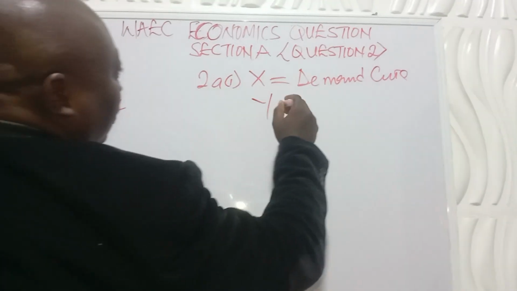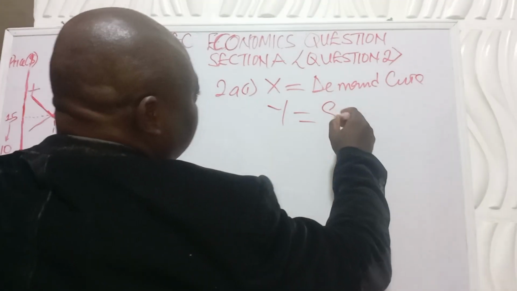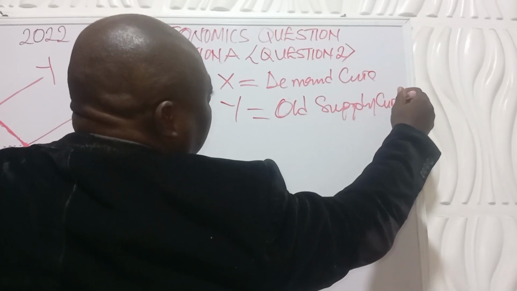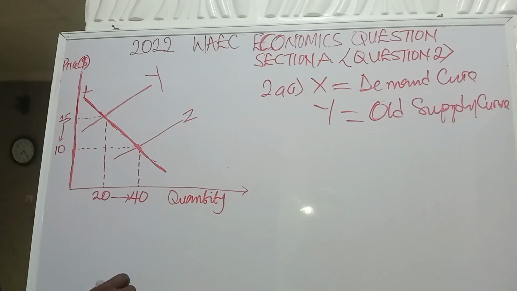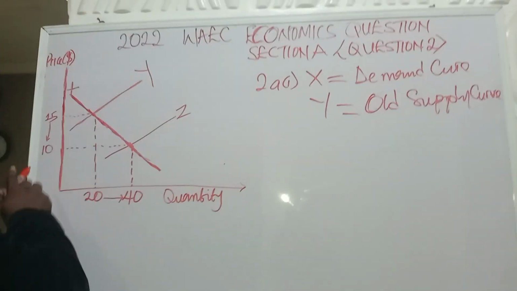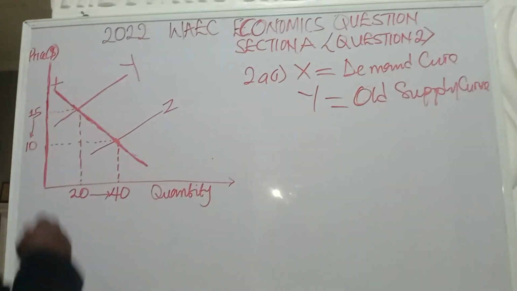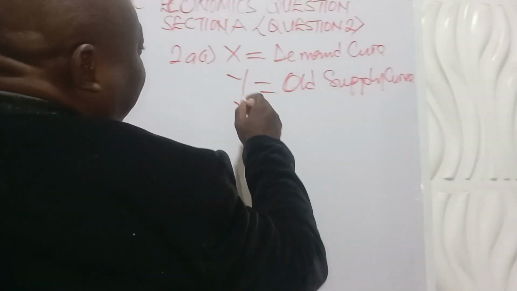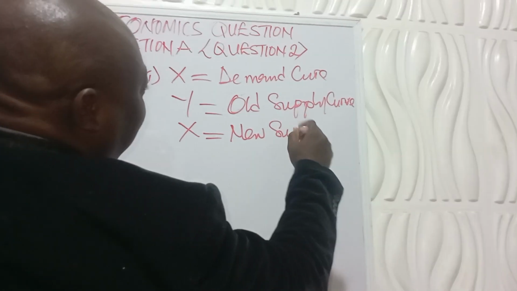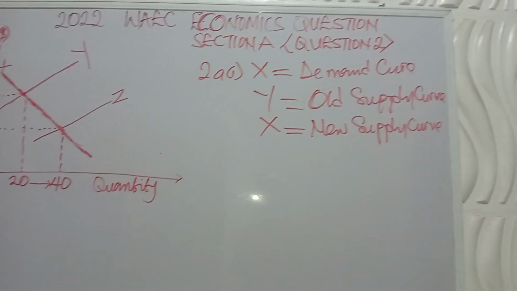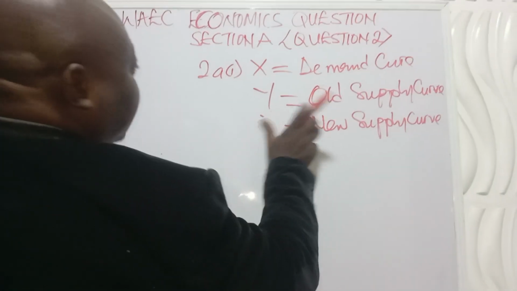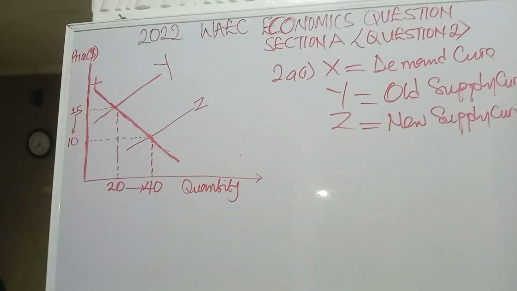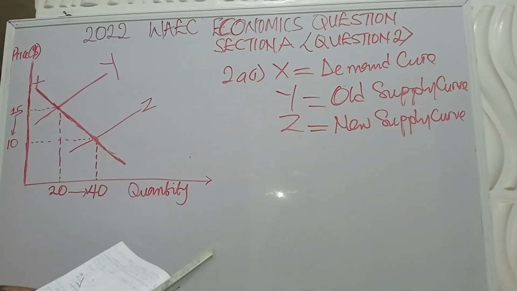Then for the Y, what does Y stand for? It is the supply curve, but it is the old supply curve, because according to the question we're told that the initial selling price of the commodity was $15. So when you trace this, it shows that this should be the old supply curve. What about Z? Z is the new supply curve. Okay? Now let's continue. So that is for question 2A Roman figure 1.